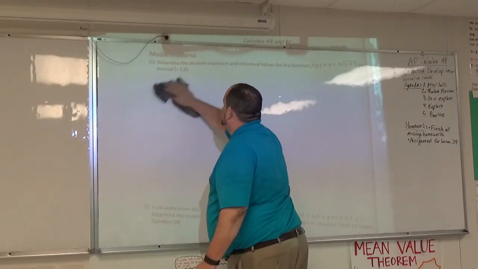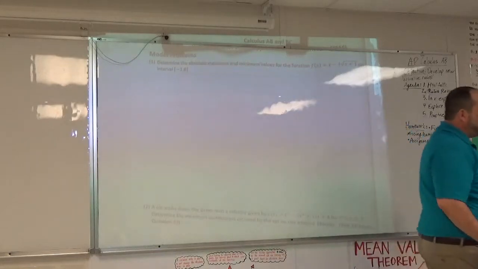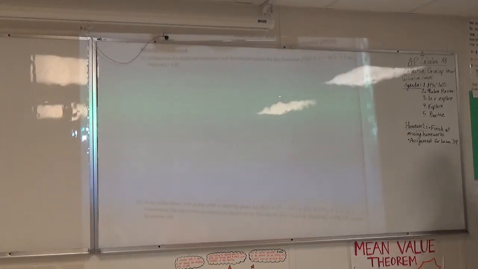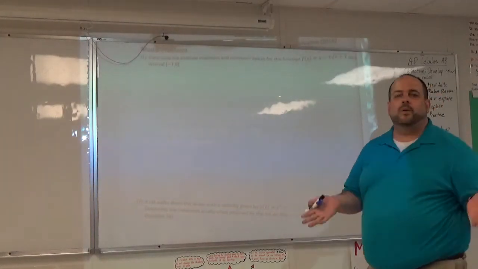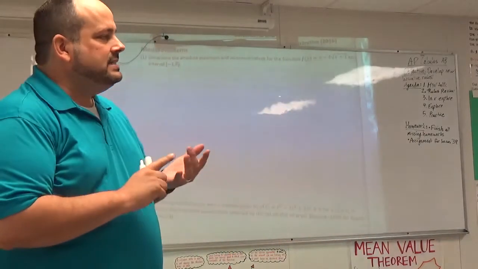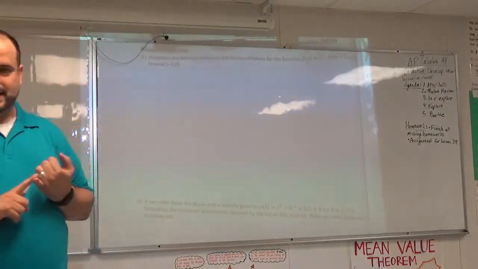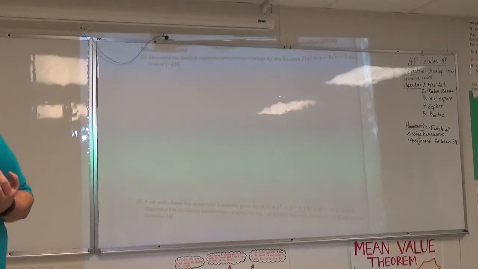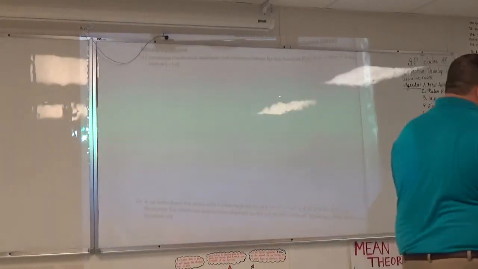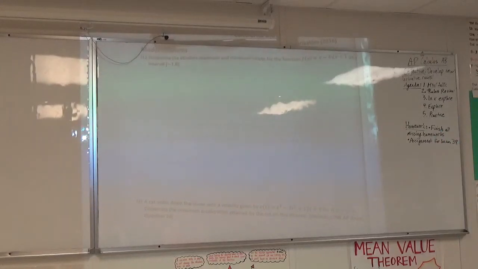So let's have some conversation. Determine the absolute maximum and minimum values of the function f of x equals x minus 4 square roots of x plus 1 on the interval -1, 8. My question to you all, and I want you to have some conversation about this: does there have to be an absolute maximum and an absolute minimum? If so, I need to be convinced. Don't talk to me, talk to somebody near you.